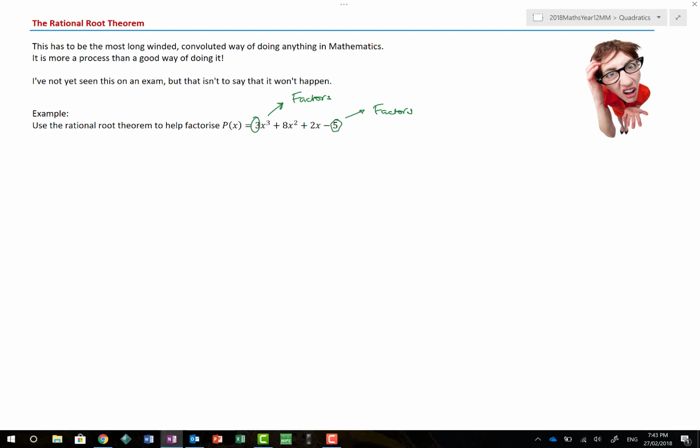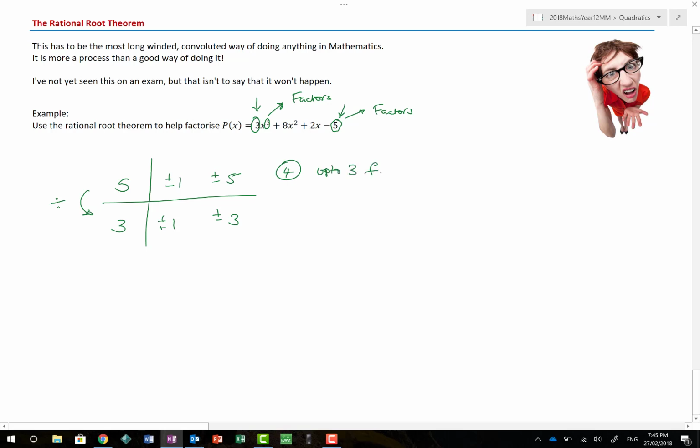Now, this is the way we use the rational root theorem. And again, it's a construct. It's just a series of things, and it's not particularly nice. But look at the last digit, and it's 5. So the best way to do this is to draw a table. And I'm going to put the value 5 there and 3 there, because we are going to end up dividing all of these different factors against each other. So the factors of 5 are plus or minus 1 and plus or minus 5. I know this sounds bizarre, but you'd be plus or minus 3, plus or minus 1, and plus or minus 3. And somewhere in here, and there are currently 4 possibilities, there may be up to 3 factors.